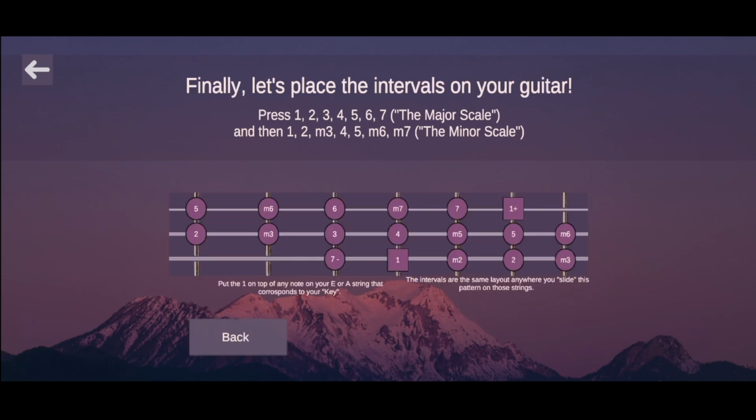And then the fun part is trying to see this on guitar. And this is where just drilling things over and over and over helps. If you found this confusing, go back to my previous videos.